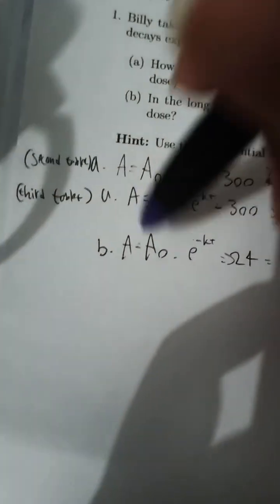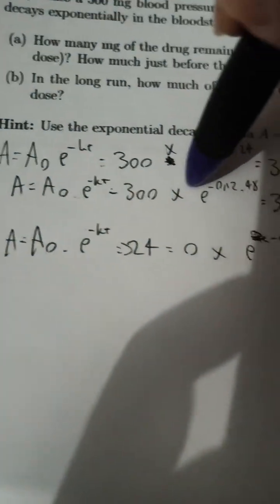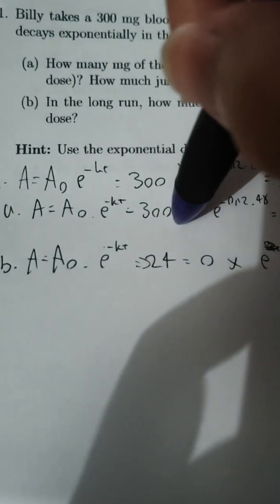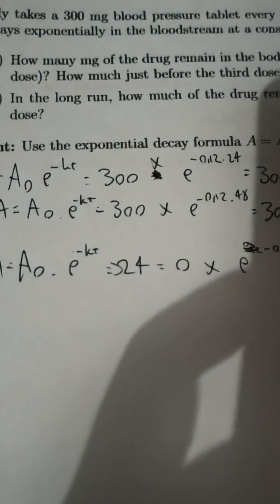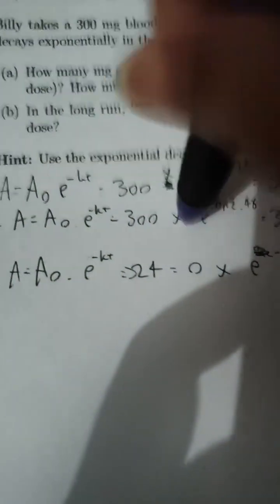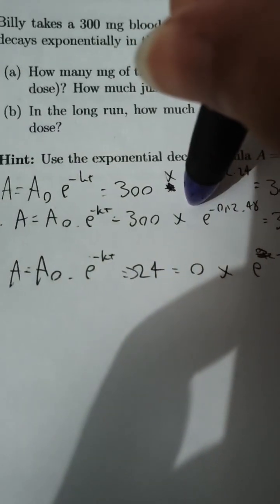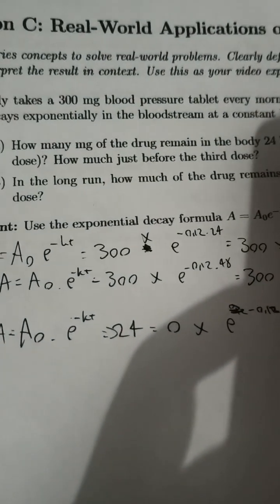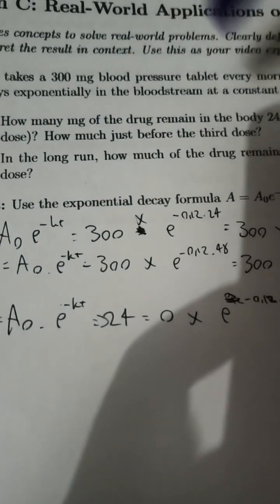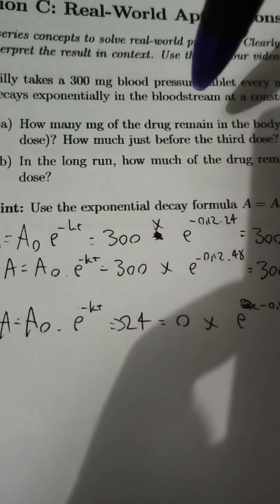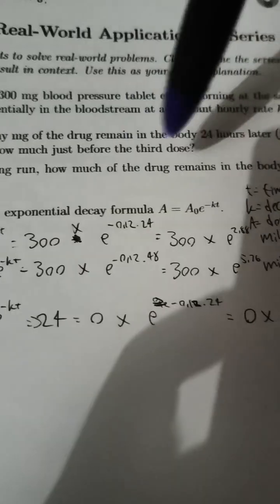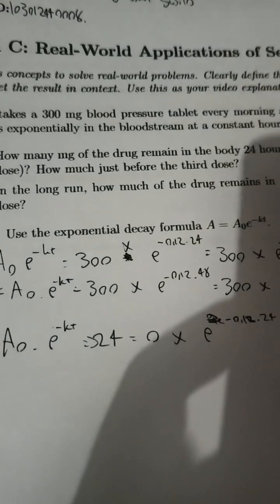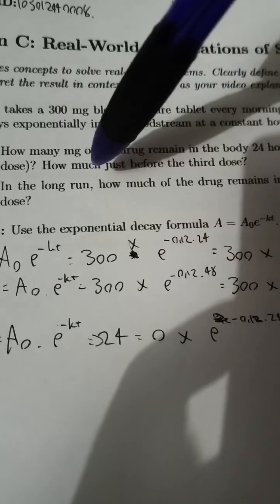Now to A, the third tablet. So still the same formula, still the same dose, still the same decay rate, still the same exponential, of course. So what's the difference? The difference is how much just before the third dose. So how do we get the time of the third dose? The starting point is still the first tablet, so it still starts at 0.